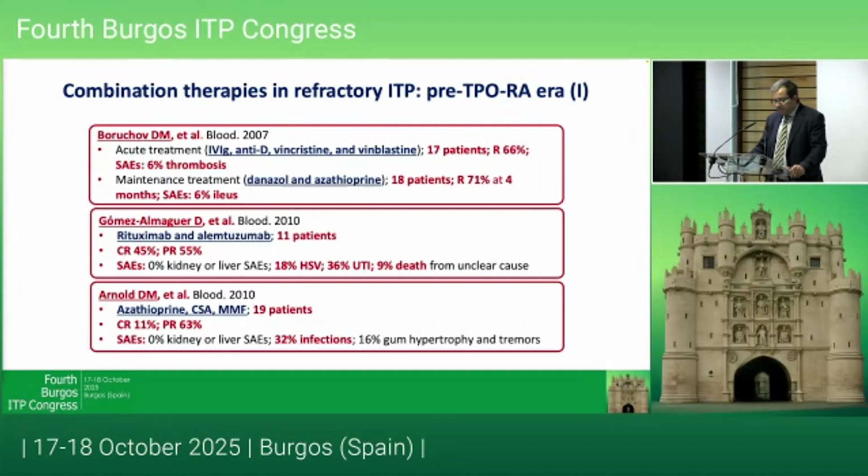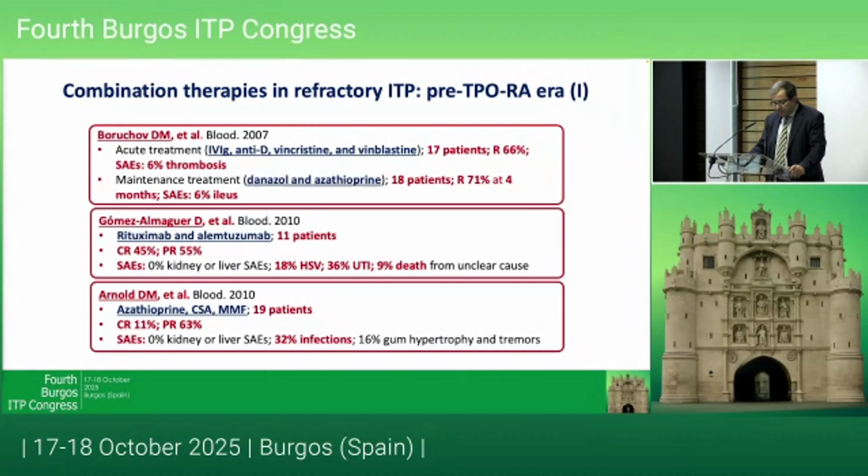And they use a maintenance treatment with danazol and azathioprine in 19 patients, 71% responses, only 6% of ileus as major side effects. Gomez and Malaguer, the Mexican group, published in Blood in 2010 a combination of rituximab plus alemtuzumab in 11 patients, and the complete response was observed in 45% of patients. No side effects in kidney or liver were observed, but 18% of herpes simplex virus infections and 36% of urinary tract infections, 9% of deaths. So this combination is probably too toxic to be used.